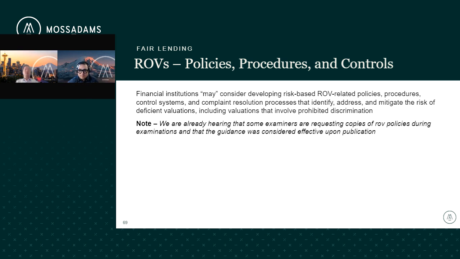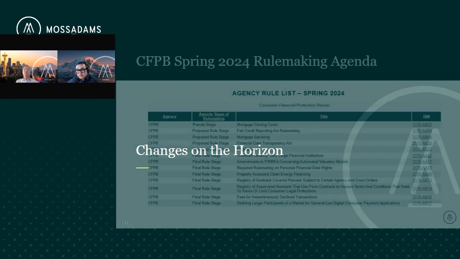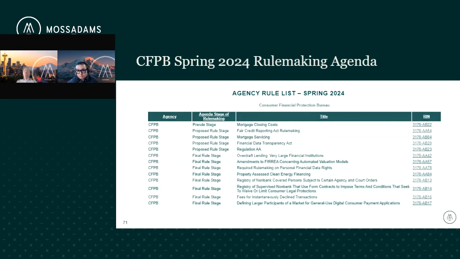And last but not least, quick changes on the horizon. This was the CFPB spring rulemaking agenda from spring of 2024. A new agenda, of course, will be published towards the beginning of next year. So keep an eye out for that, as there's, again, no shortage of changes coming down the pipeline.